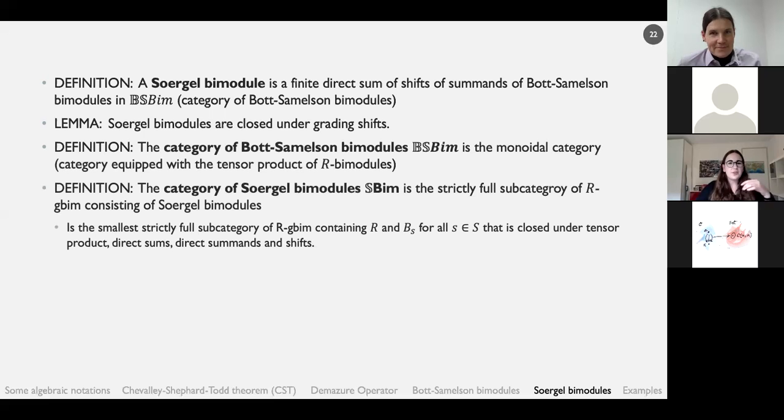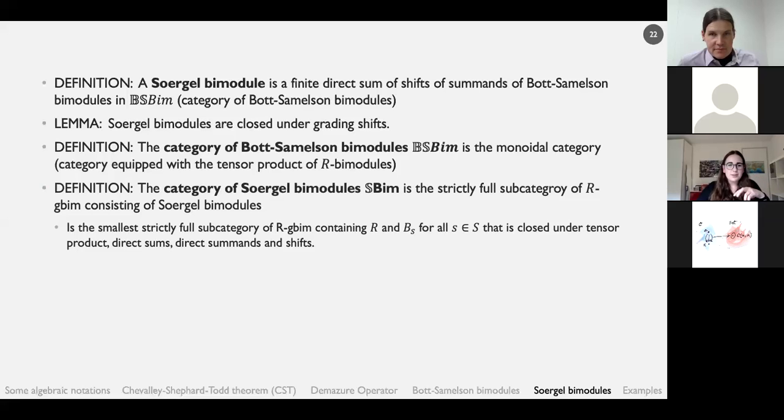Next, I'm going to introduce the definition of the category of Bott-Samuelson bimodules, which we denote by BS-BIM. It is a monoidal category, and hence it's a category equipped with a tensor product of R bimodules. And its objects are obviously Bott-Samuelson bimodules.